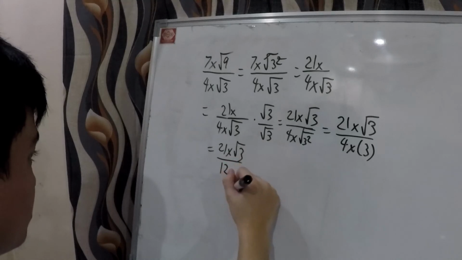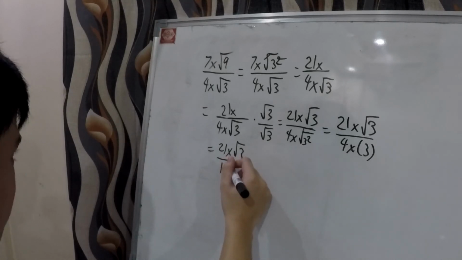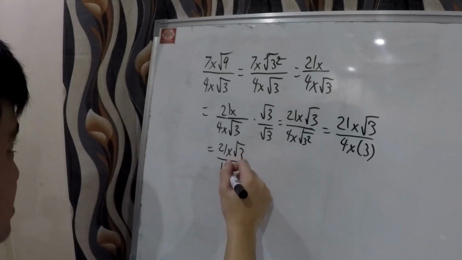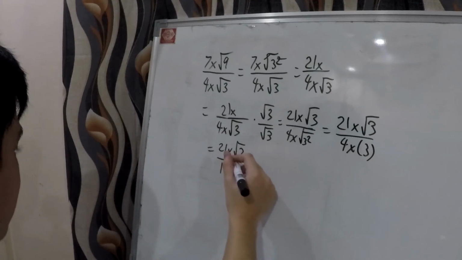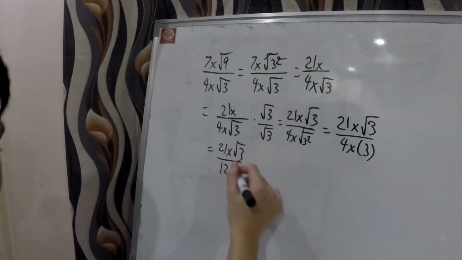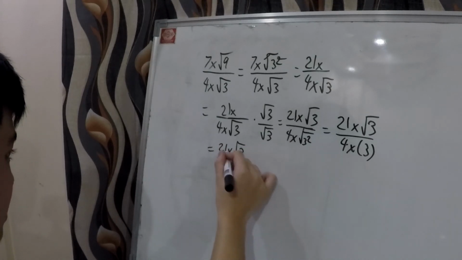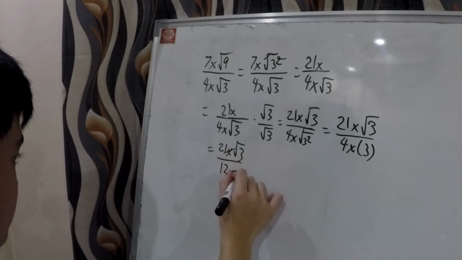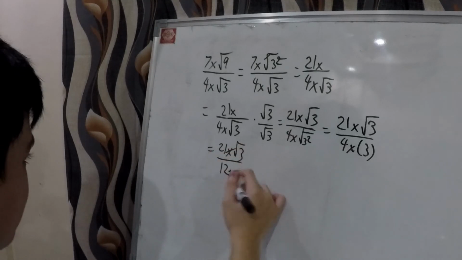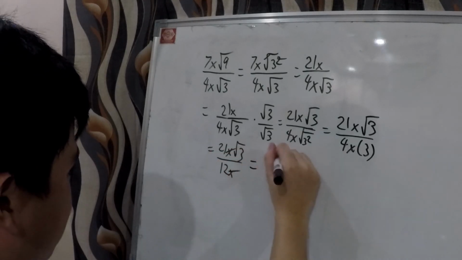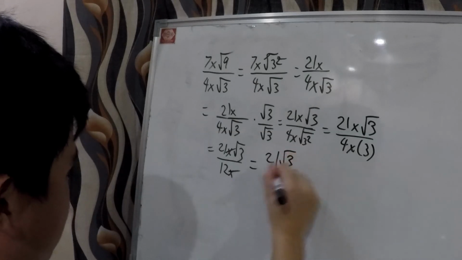Now we must cancel the numerator and denominator. We cancel out x, and then we get 21 times the square root of 3 over 12.